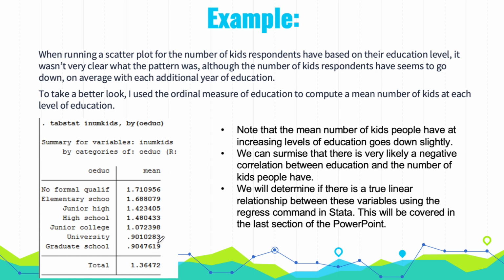What kind of relationship is that? As education increases, the average number of kids goes down. So we would expect a negative relationship that goes down from left to right. We can surmise that there's very likely a negative correlation between education and the number of kids people have. We will determine if there is a true linear relationship between these variables using the regress command in Stata. That's going to be covered in a few slides.